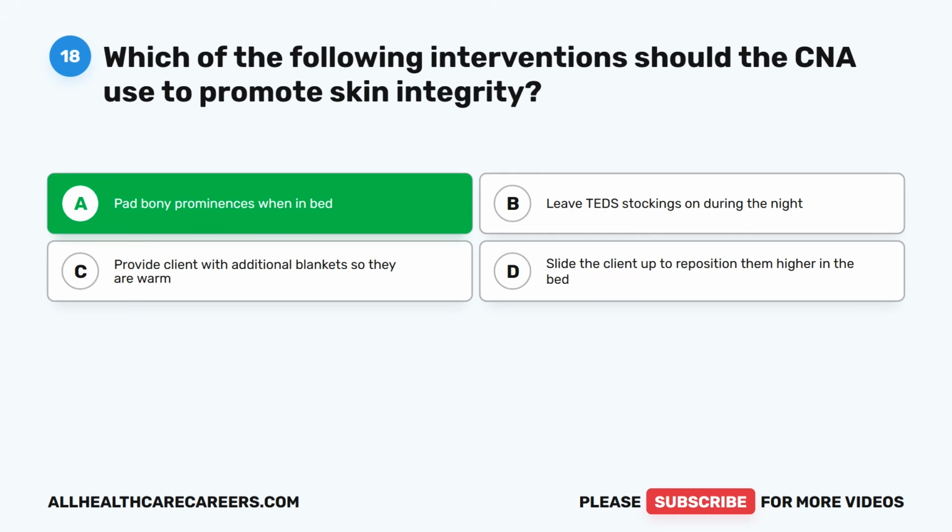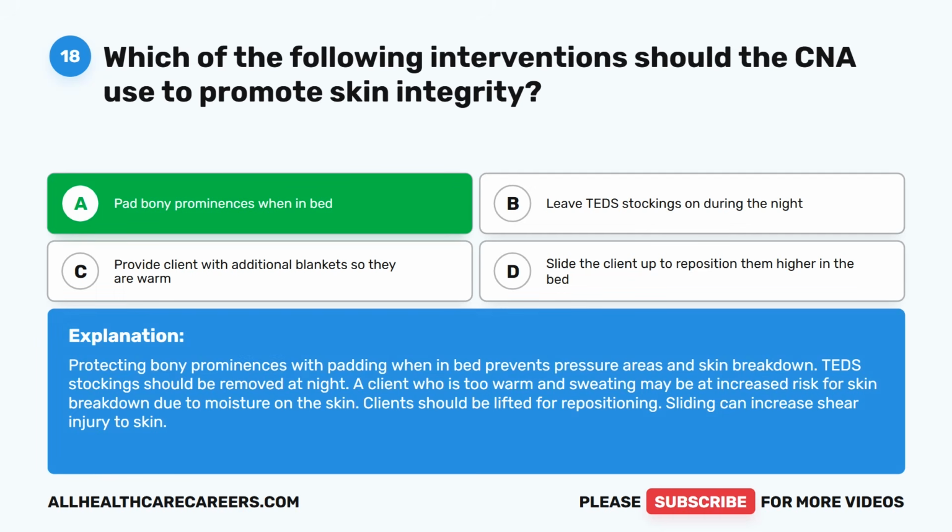Pad bony prominences when in bed. Protecting bony prominences with padding when in bed prevents pressure areas and skin breakdown. TEDS stockings should be removed at night. A client who is too warm and sweating may be at increased risk for skin breakdown due to moisture on the skin. Clients should be lifted for repositioning. Sliding can increase shear injury to skin.